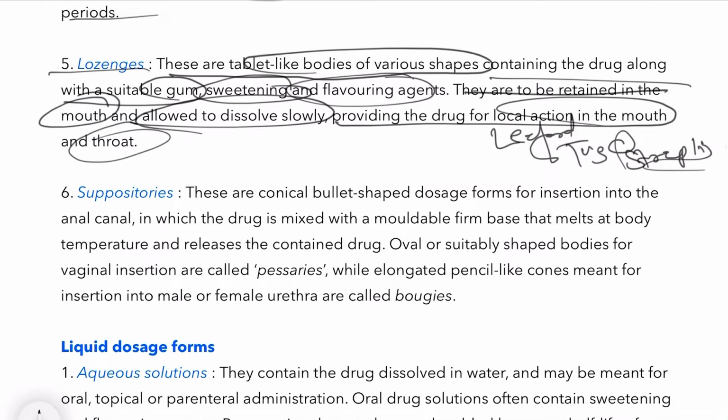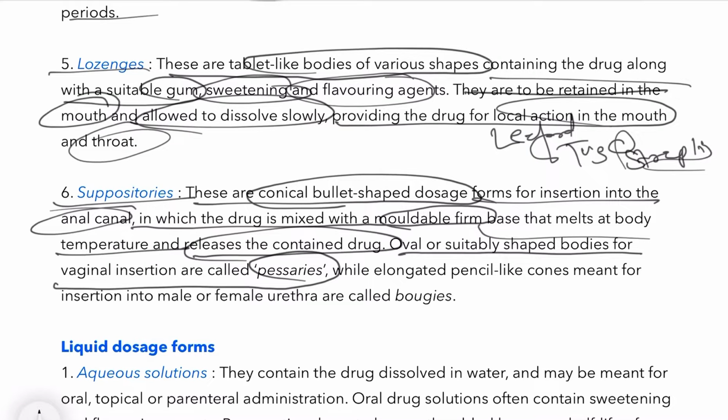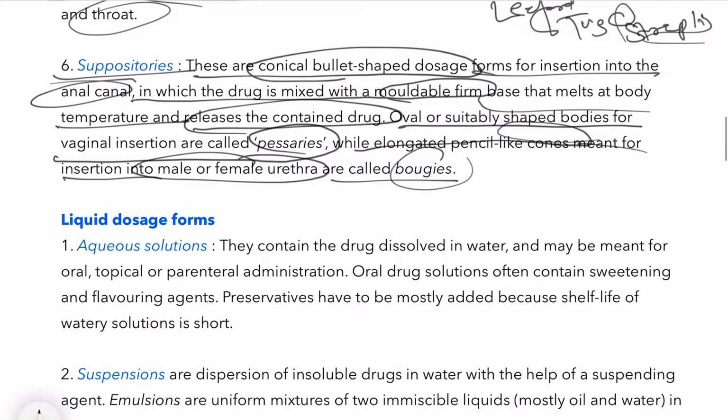Next is suppositories. These are conical bullet shaped dosage forms for insertion into the anal canal, in which the drug is mixed with a moldable base that melts at body temperature and releases the contained drug. Oval or suitably shaped bodies for vaginal insertion are called pessaries, which are inserted in the vagina, while elongated pencil-like cones meant for insertion into the male or female urethra are called bougies, which are pencil shaped.